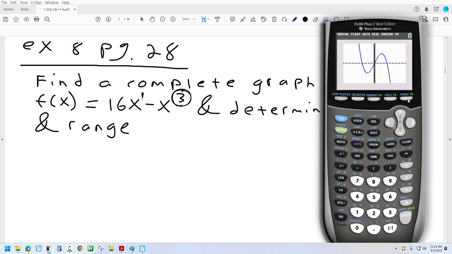Right, so the first part of this problem, find a complete graph. I would write down that window. Negative 10 to 10 for the x, negative 50 to 50 for the y's.